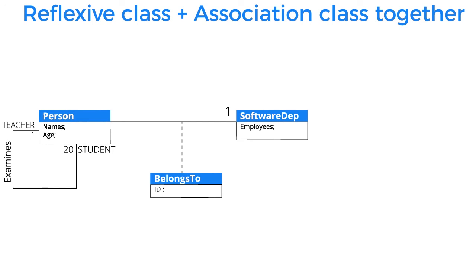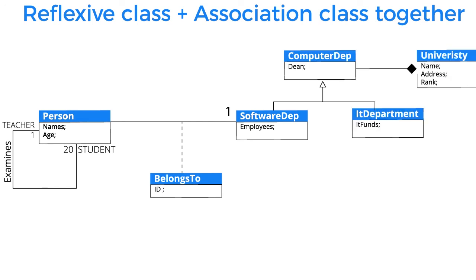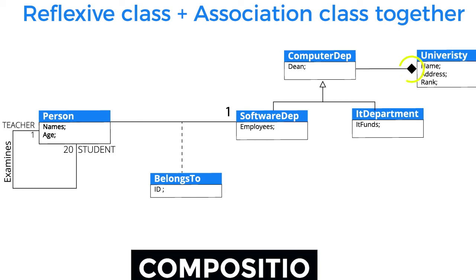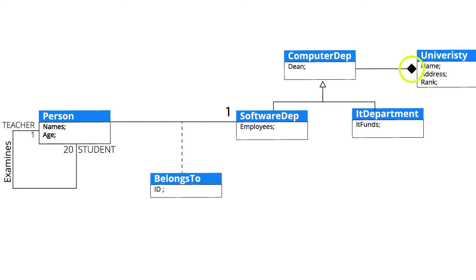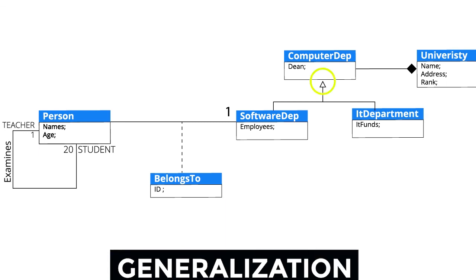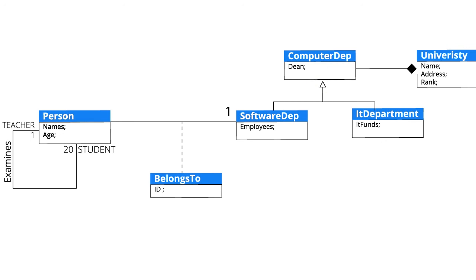Now we can show the other properties of the class diagram as well. Like this diagram shows computer department is the composition part of university. Means if there is no university, there will be no existence of the computer department as well. Then computer science department is a super class of two subclasses, software engineering department and IT department. We have generalized the computer science department into two. Then in the software engineering department, persons belong, which are teacher and student.